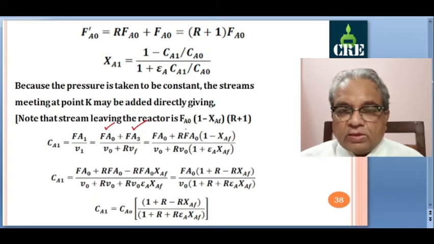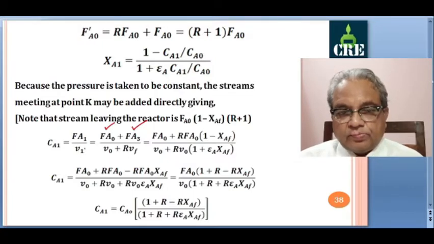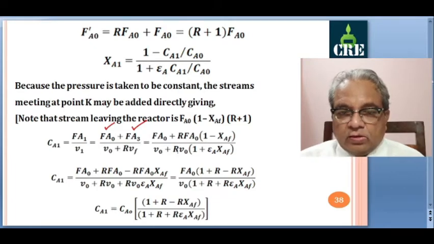So coming from the recycle is R Fa0 into 1 minus XAF, where XA is the conversion in the reactor. Similarly, this V1, the volumetric flow rate entering the reactor, is the fresh feed flow rate V0 and recycled is R into Vf. So V0 into R, Vf can be written as V0 into 1 plus epsilon A into XAF.